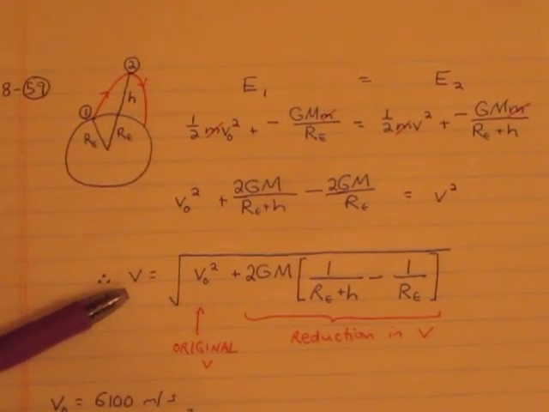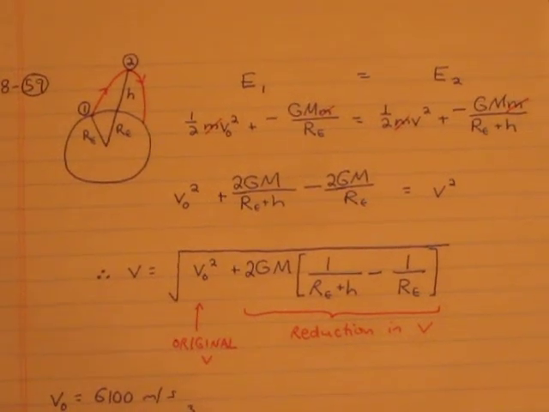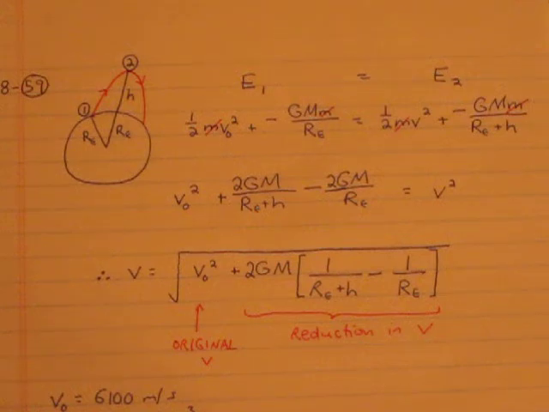That velocity is the square root of two main terms. The first term is the original velocity, v0 squared. But then there's another term. There's a reduction in velocity due to the potential energy changing. And that part is 2GM times the difference of those two reciprocals. So that is the equation you should get.